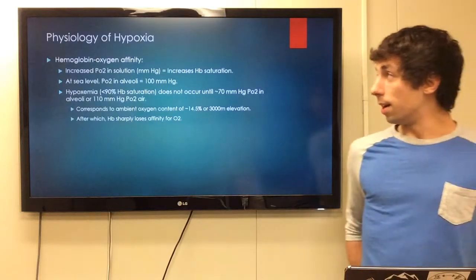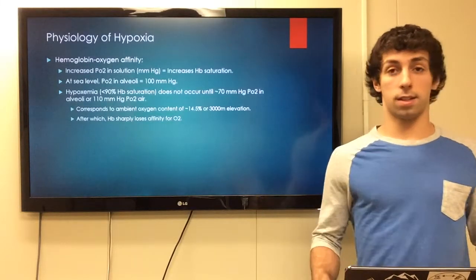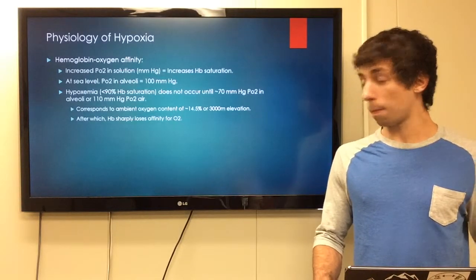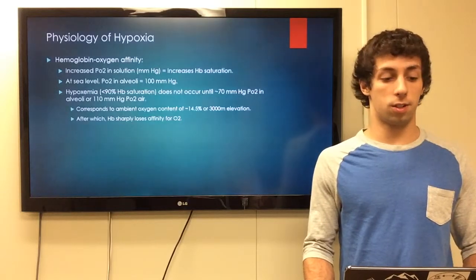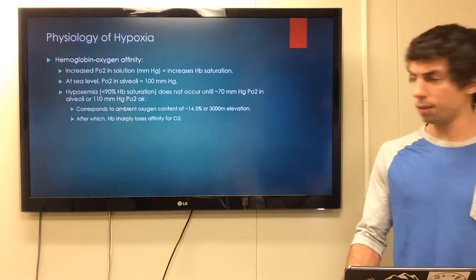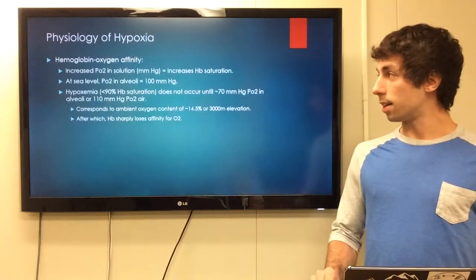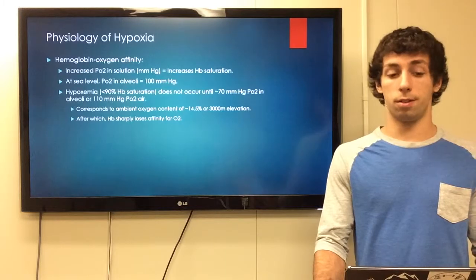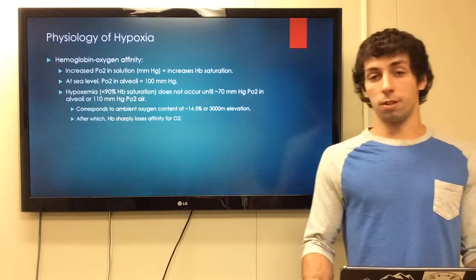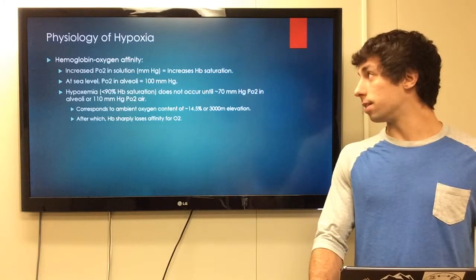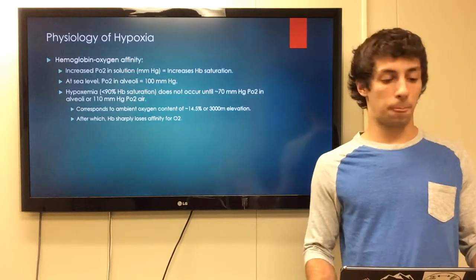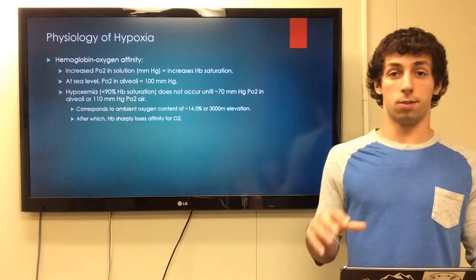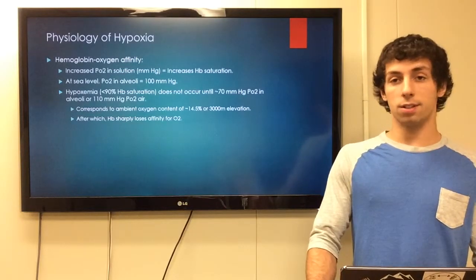So continuing, the physiology of hypoxia has a lot to do with the hemoglobin dissociation curve and the affinity for oxygen and hemoglobin. A few things influence this, such as increased partial pressure of oxygen in solution, measured by millimeters of mercury of pressure. As partial pressure of oxygen increases, it also increases the hemoglobin saturation. And at sea level, the pressure of oxygen in your alveoli is 100, and you don't actually see a decrease.